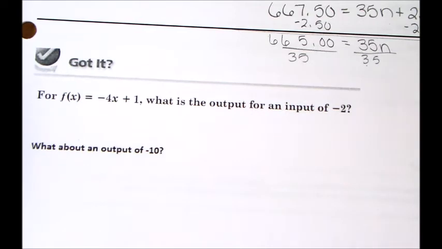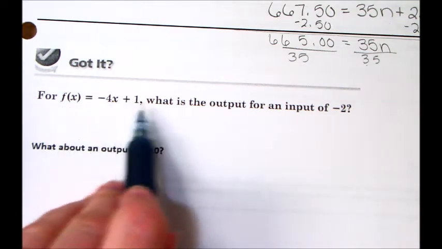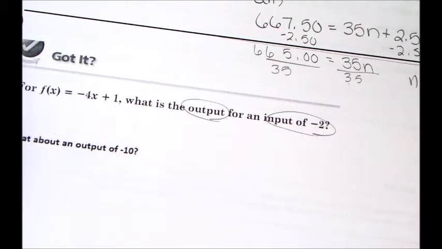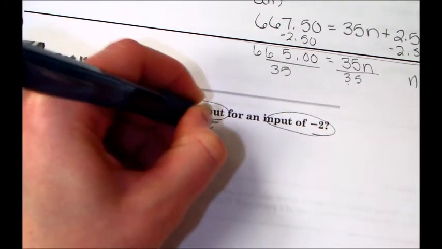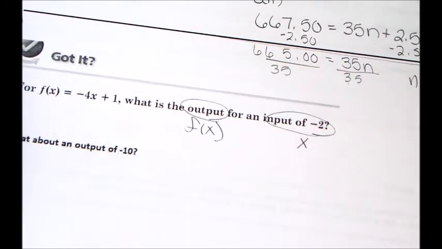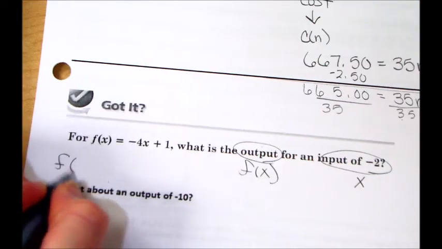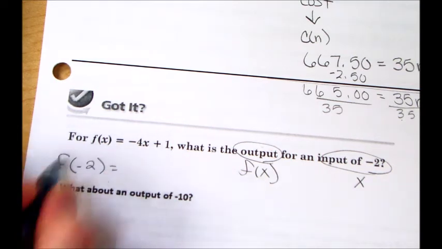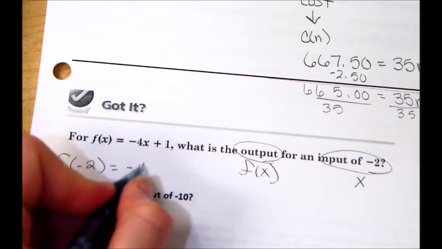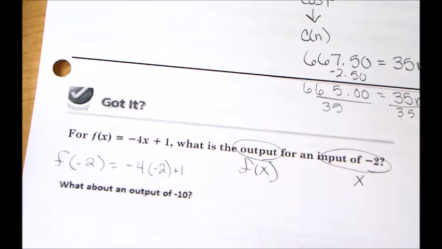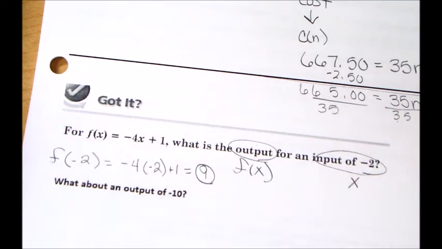Okay, this one kind of takes all the past examples we were doing and it says, do you know what to do now? We're putting it all together. So we have f of x equals negative 4x plus 1. What is the output for an input of negative 2? Well, the output is f of x. The input is x. So we are putting negative 2 in for x. So we'll do f of negative 2 equals, so what is my function if I plug in negative 2? Negative 4 times negative 2 plus 1. Negative 4 times negative 2 is 8. 8 plus 1 is 9.